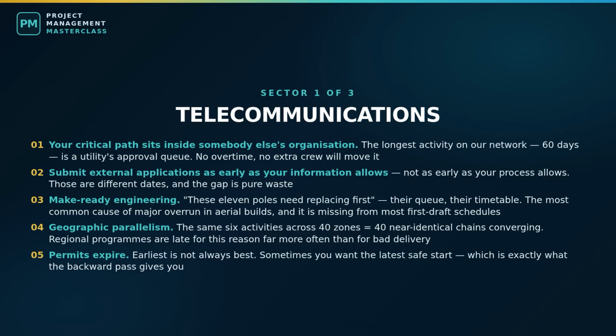Fourth, telecom builds are geographically parallel. You are doing the same 6 things in 40 zones, each with its own permits and ground conditions. That gives you many parallel chains of nearly identical length, which is exactly the merge bias problem I flagged. When 40 zones must all finish for the region to complete, the probability that all 40 land on time is far lower than the probability of any one landing on time. Regional programs are late for that reason far more often than because any individual zone was badly run.